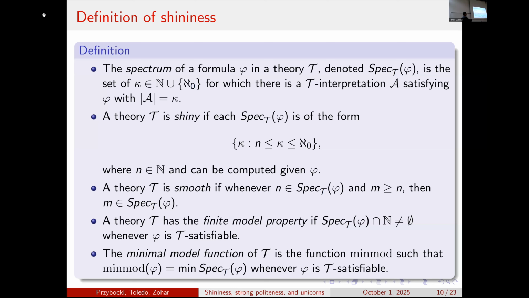Smoothness tells us that our spectrum is some interval like that. The finite model property is saying that n is finite in that expression, and the computability of the minimal model function is saying that we have a way to compute what n is. Okay, so hopefully that made sense.